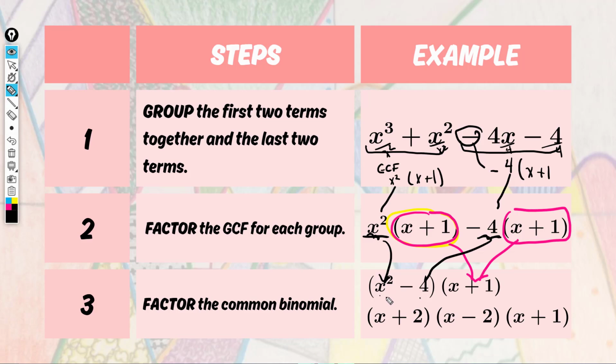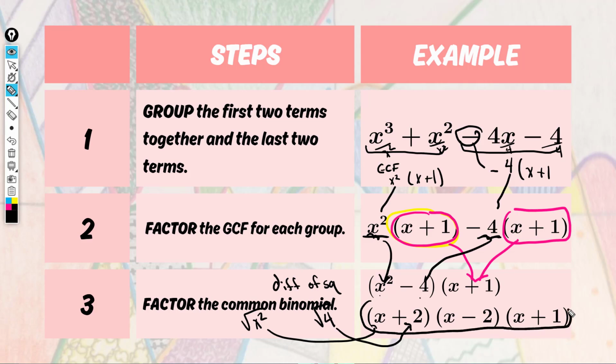Now we have the difference of squares. And so we're going to factor it. The square root of x squared gave us that x. The square root of 4 gave us that 2. And so that's how we got to the answer of x plus 2, x minus 2 times x plus 1.